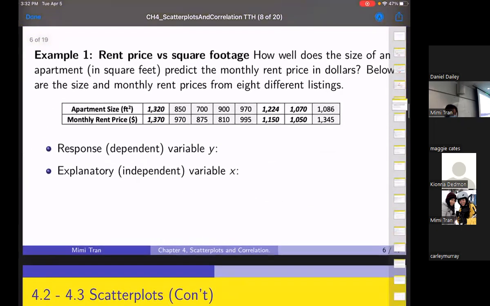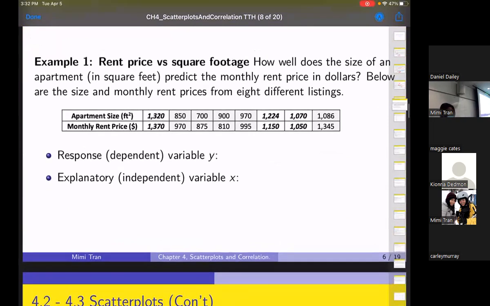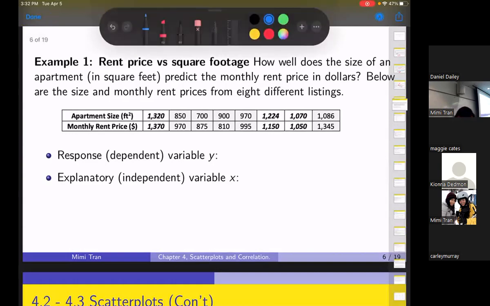Okay, so let's take a look at the example here, and we're gonna see how we interpret the scatter plot. Rent price versus square footage. How well does the size of an apartment in square feet predict the monthly rent price in dollars? Below are the size and monthly rent prices from 8 different listings. Can someone tell me what the response variable is here?